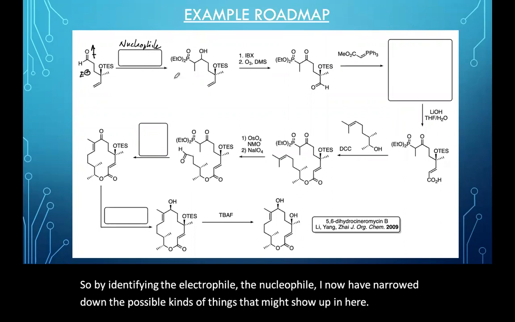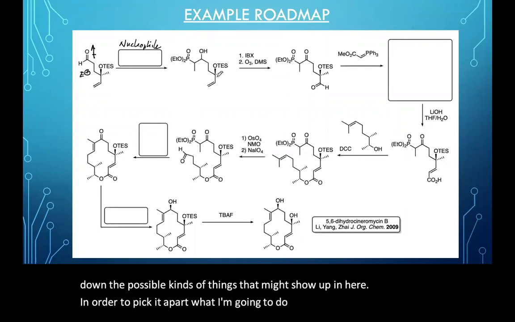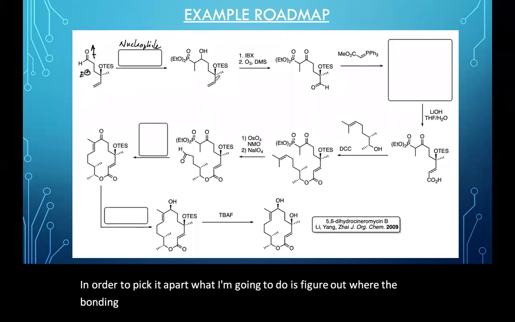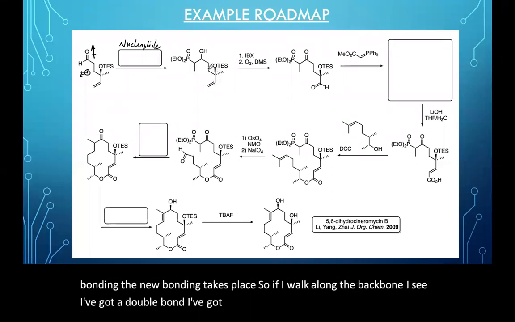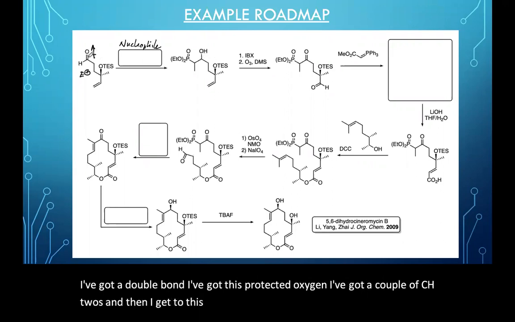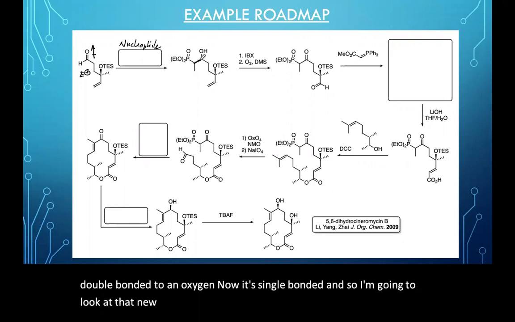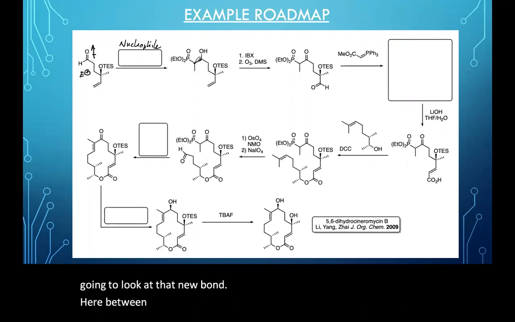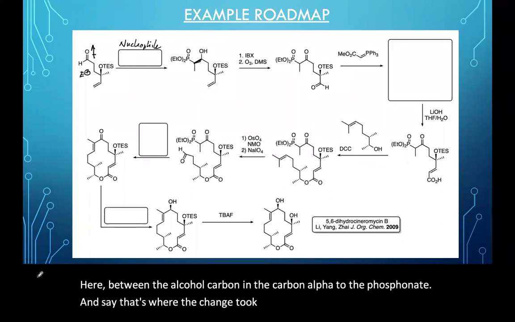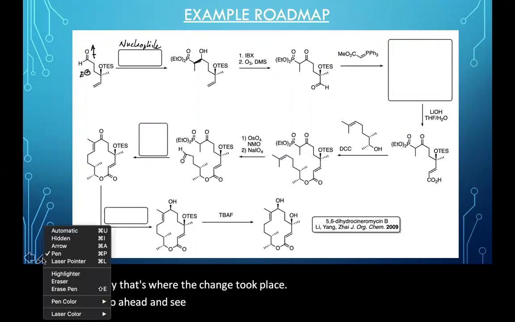In order to pick it apart, what I'm going to do is figure out where the new bonding takes place. So if I walk along the backbone, I see I've got a double bond, I've got this protected oxygen, I've got a couple of CH2s, and then I get to this carbon that in my starting material was a carbon double bonded to an oxygen. Now it's single bonded. And so I'm going to look at that new bond here between the alcohol carbon and the carbon alpha to the phosphonate, and say, okay, that's where the change took place. Let's go ahead and see about changing pen color. I think that'll make this better.